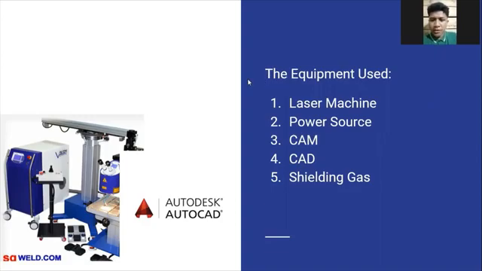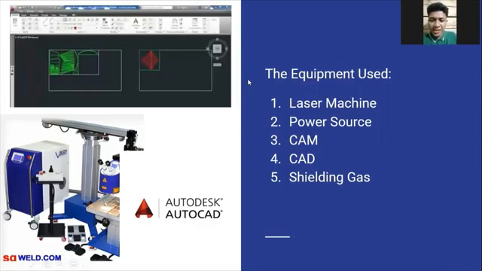Okay, so the equipment used: first is the laser machine, second is the power source, third is CAM, fourth is CAD, and fifth is shielding gas. For the power source, a high voltage power source is applied across the laser machine to produce the laser beam.